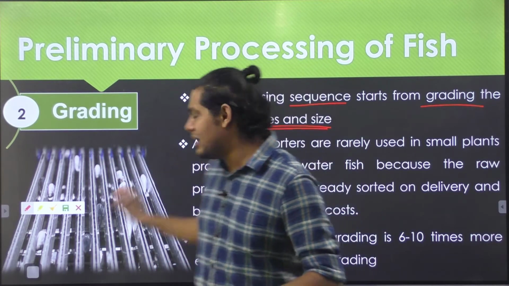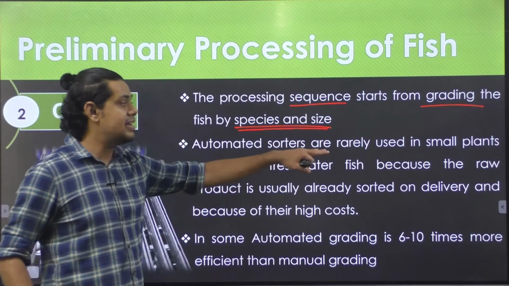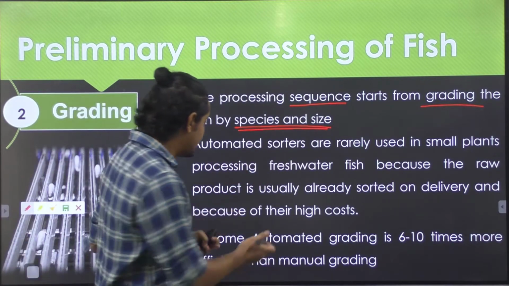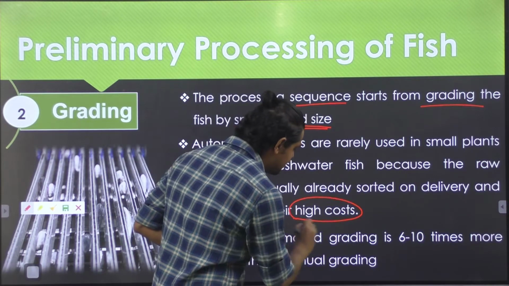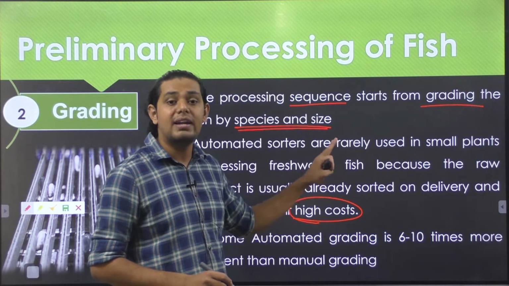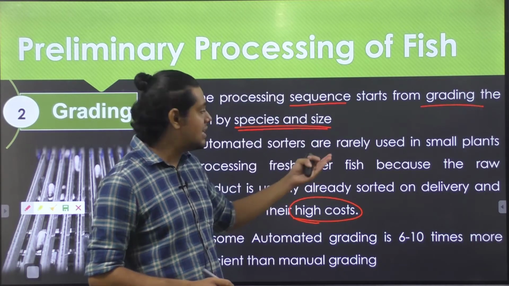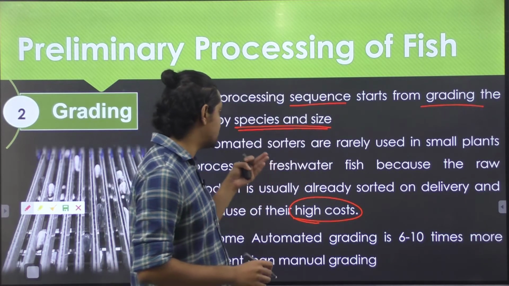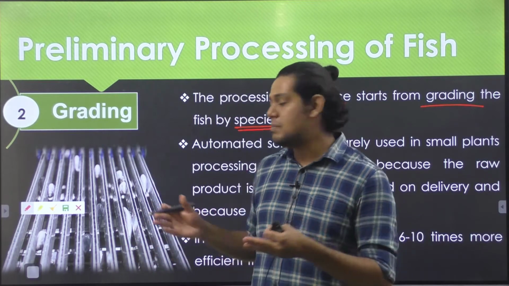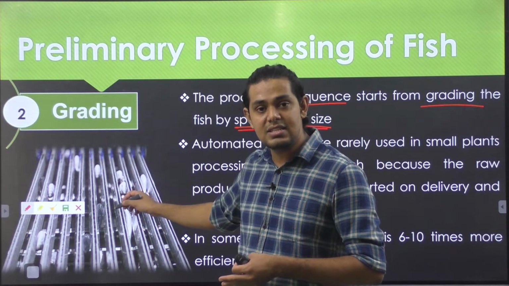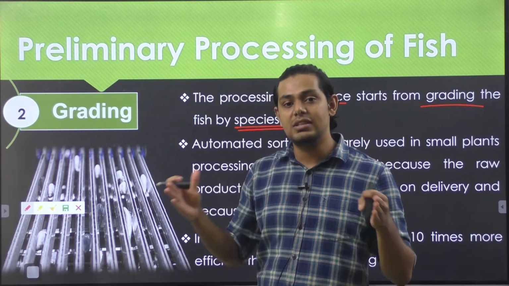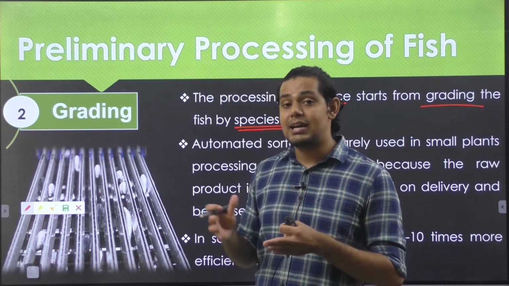Automated sorters are rarely used in small plants because the capital investment is extremely high because of their high cost. So automated sorters are not widely used in small plants. Ideally in small plants, the grading is done by manual means. It is a manual, labor intensive process. The laborers are involved in sorting the fishes depending on their size as well as the type of the fish.